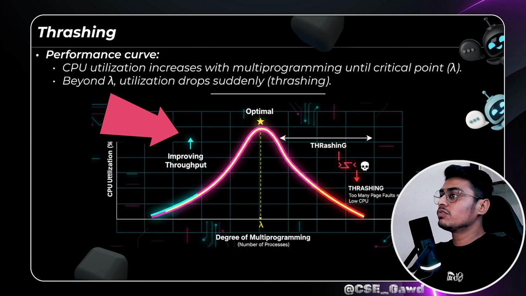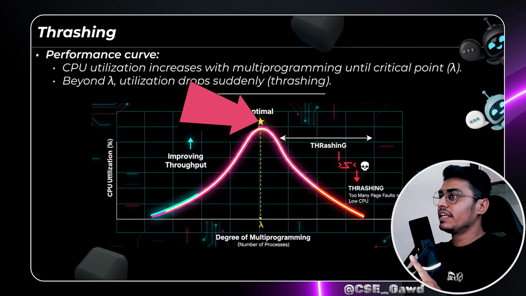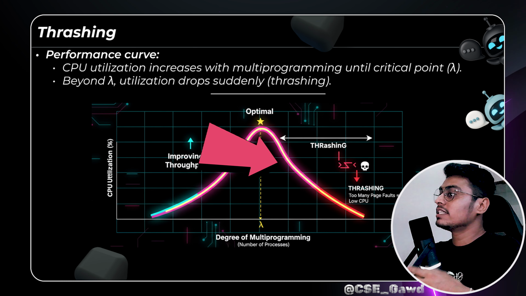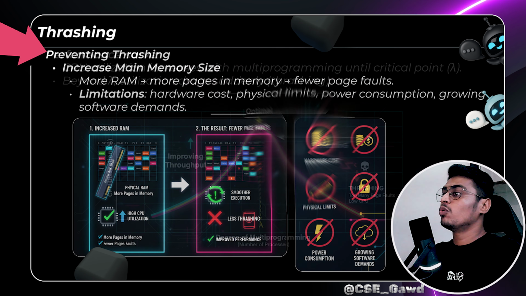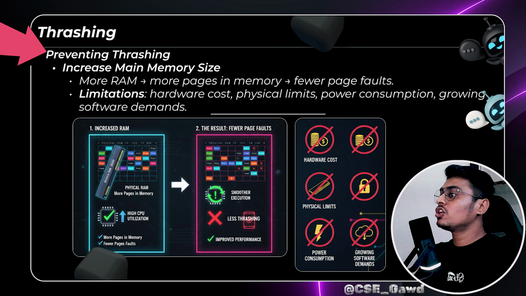The performance curve shows that as the degree of multiprogramming increases, CPU utilization initially increases, but beyond a critical point, let's call it lambda, CPU utilization suddenly drops due to excessive page faults. This sudden performance degradation is called thrashing. Now, how to prevent thrashing? There are two main approaches to prevent thrashing: increase memory size or control the degree of multiprogramming.